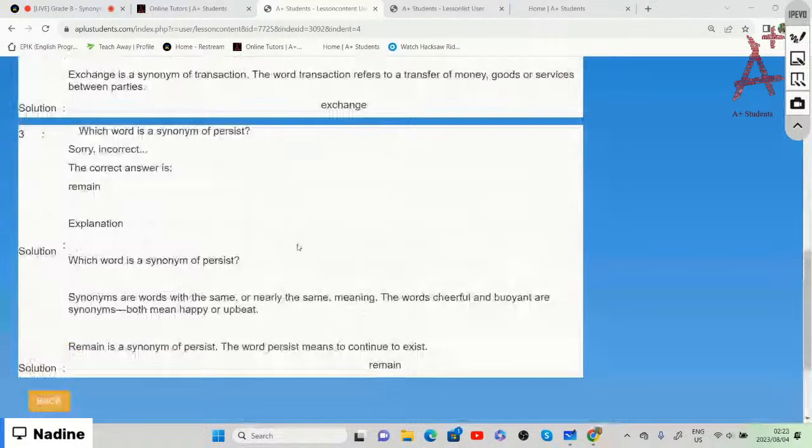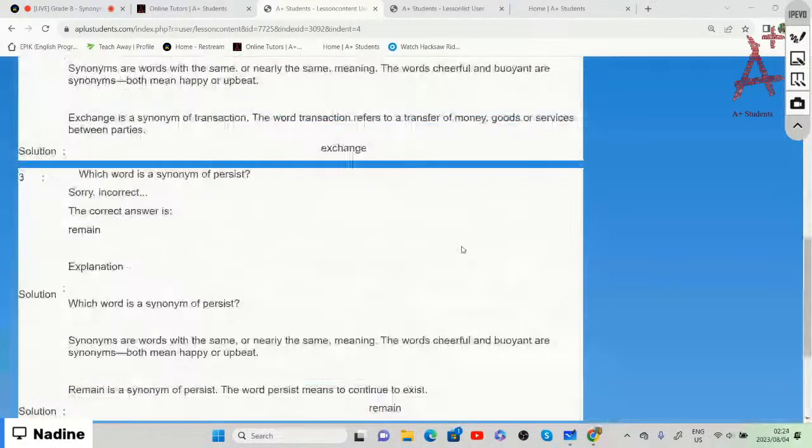All right, so once again, synonyms are words with the same or nearly the same meaning, and the words cheerful and buoyant are synonyms, right? Both mean happy or upbeat. That is basically an example of a synonym, where we can say cheerful and buoyant are synonyms because they mean happy or upbeat. So that is basically for a synonym, and I just went over what a synonym is. So now let's go to our test.